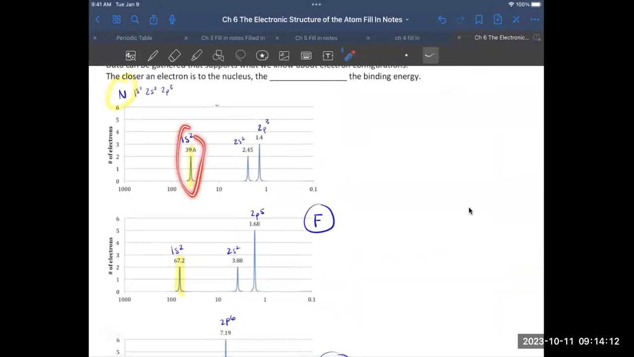So the 1s peak will not always be the same between elements. Within an element, it'll be the same, but comparing nitrogen to fluorine, we should expect to have fluorine be a stronger binding energy for all of its electrons because it has more protons. Okay, and that is PES.